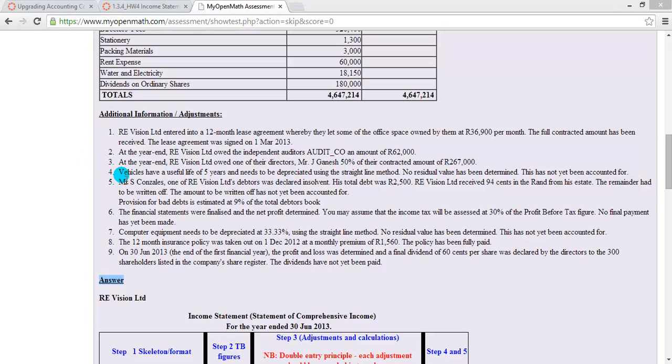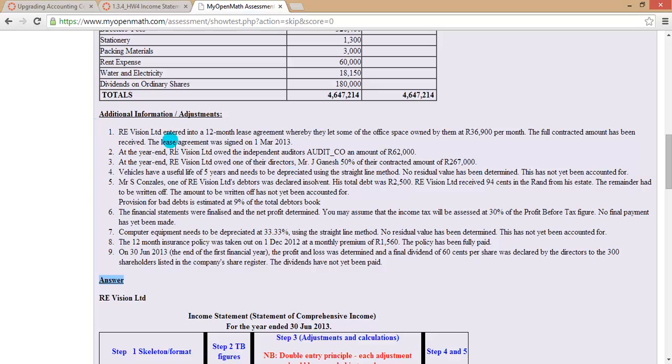Transaction 4. Vehicles have a useful life of 5 years and need to be depreciated using the straight line method. No residual value has been determined and this has not yet been accounted for. The depreciation has not yet been accounted for. Alright, so what is happening here?